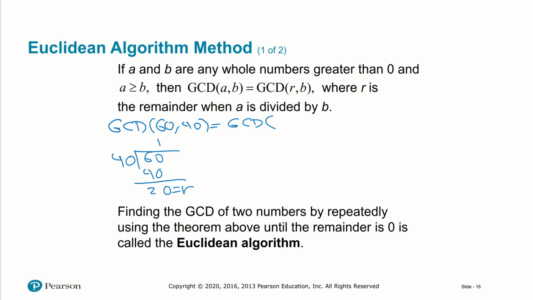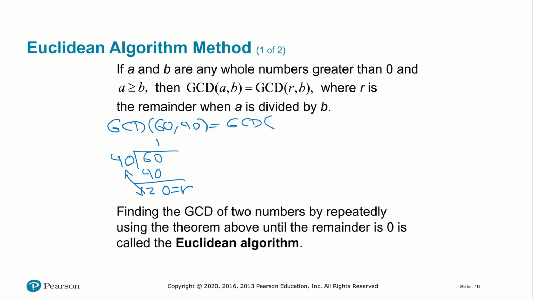So just think like this, okay? Now, of course, instead of writing GCD of R comma B, which is 20 comma 40, I can write the bigger number first and then the smaller number, the remainder. Why am I doing that? Because I want to use the theorem again. Remember, it doesn't mean that I can only use it once. So now I can apply it again. So I know that the GCD of 40 and 20, because 40 is larger than 20, is going to be the GCD of the remainder when I divide the larger 40 by the smaller 20.